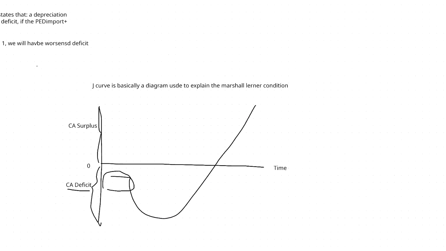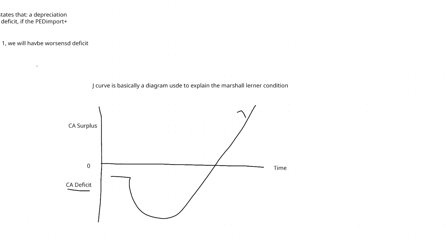As time goes by, we are moving. Oh, and we have a CA surplus. What is this called? Remember, we call this an improved deficit. Why? Because our PED of import and export is elastic, greater than 1, which will lead to an improved deficit, right? So the J curve illustrates the Marshall-Lerner condition, okay?